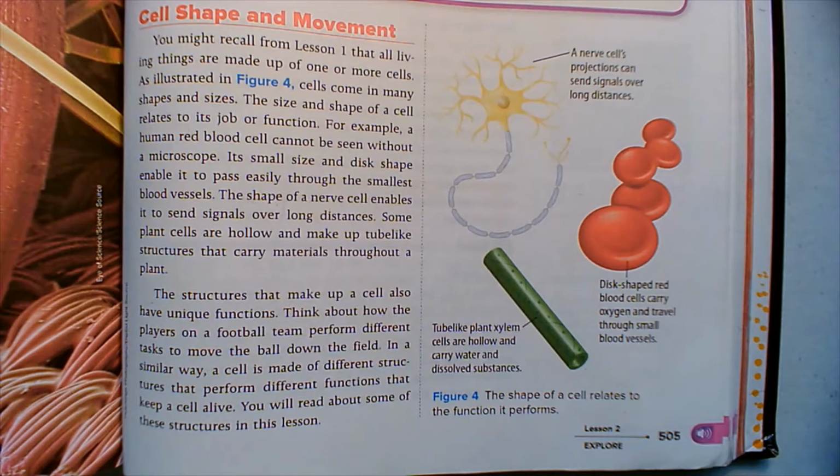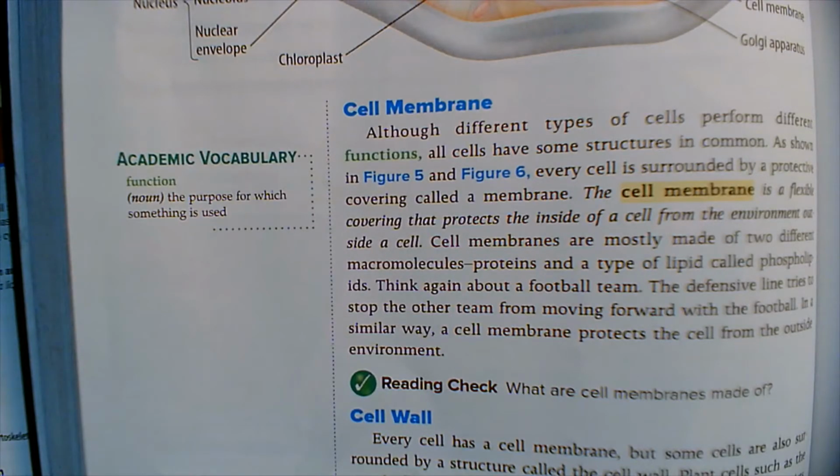The structures that make up a cell also have unique functions. Think about how the players on a football team perform different tasks to move the ball down the field. In a similar way, a cell is made of different structures that perform different functions that keep a cell alive. You will read about some of these structures in this lesson. First, let's look at the cell membrane.